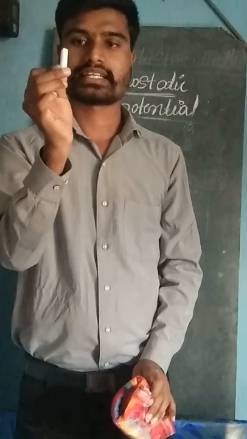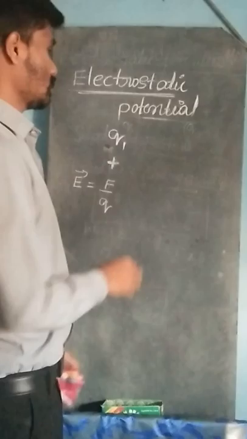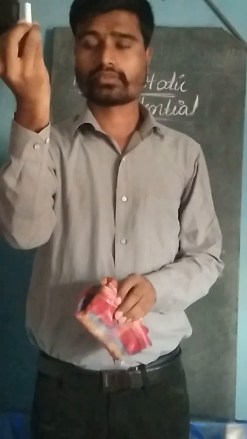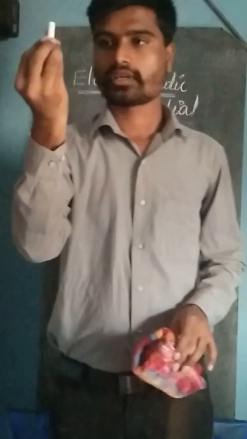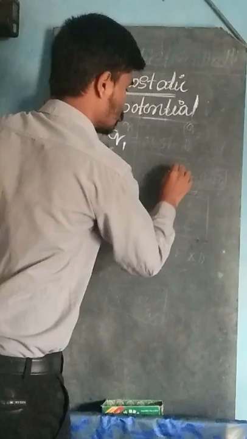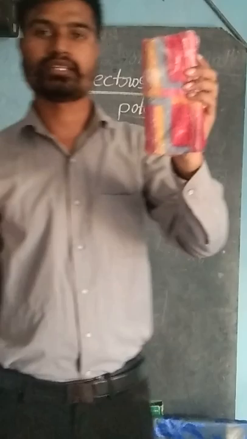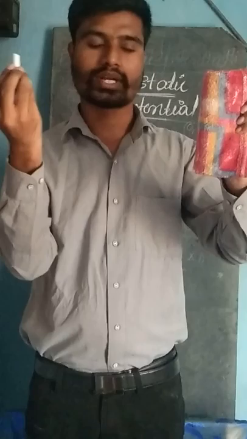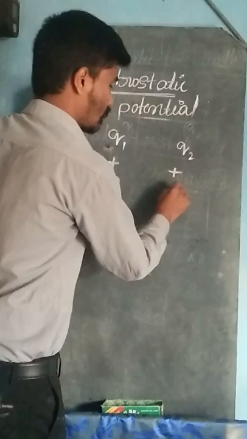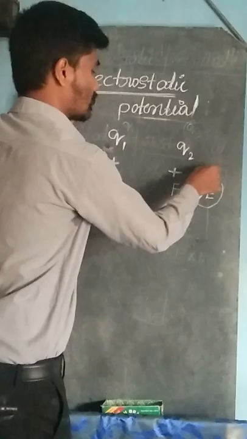Now consider another charge in this region only. Consider it is a space. This is one positive charge, that is Q1, and in this region another charge, that is Q2. This charge Q2 will be at the infinity position for the charge Q1. So I applied an external force. What external force? The electrostatic force, F is equal to QE. This external force acts on this Q2 charge.